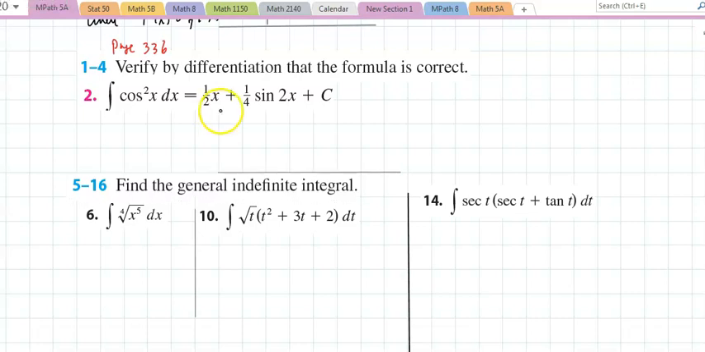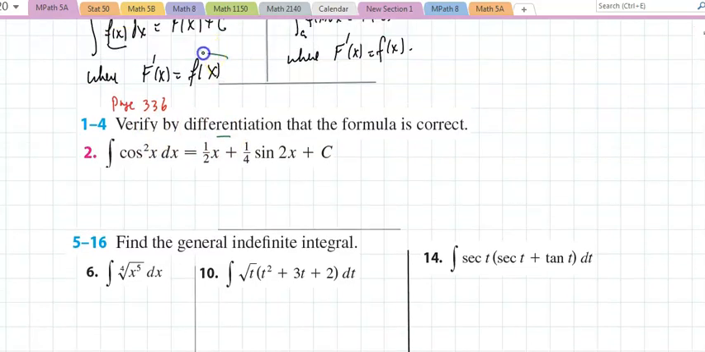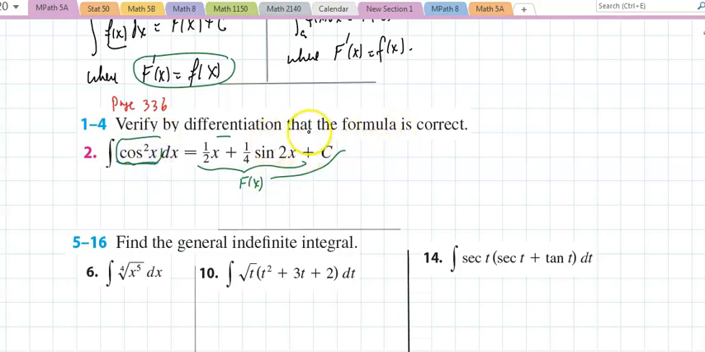First they start, this is really a problem from 5B, our next semester calculus. They say verify by differentiation. So they're saying verify this part. That is, if I take a derivative of my answer, I should get the integrand. Well, if this is capital F of x, then the derivative of that should be the cosine squared of x. And if I take a derivative of this, what would I get? I'll get 1/2 plus 1/2 the cosine of 2x times 2, 1/4, right? And the derivative of c is 0.